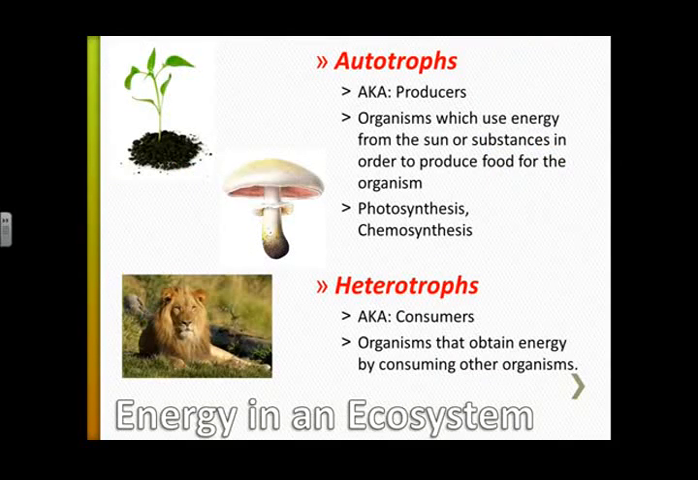So in an ecosystem, we also need to look at how energy is transferred. And you've heard these terms before. So autotrophs, also known as producers, are organisms which use energy from the sun or substances in order to produce food for the organism. They can do this by photosynthesis or chemosynthesis. So these are your plants and your mushrooms. Heterotrophs, also known as consumers, are organisms that obtain energy by consuming other organisms. Whether that's plants or animals, they still have to eat in order to get energy.